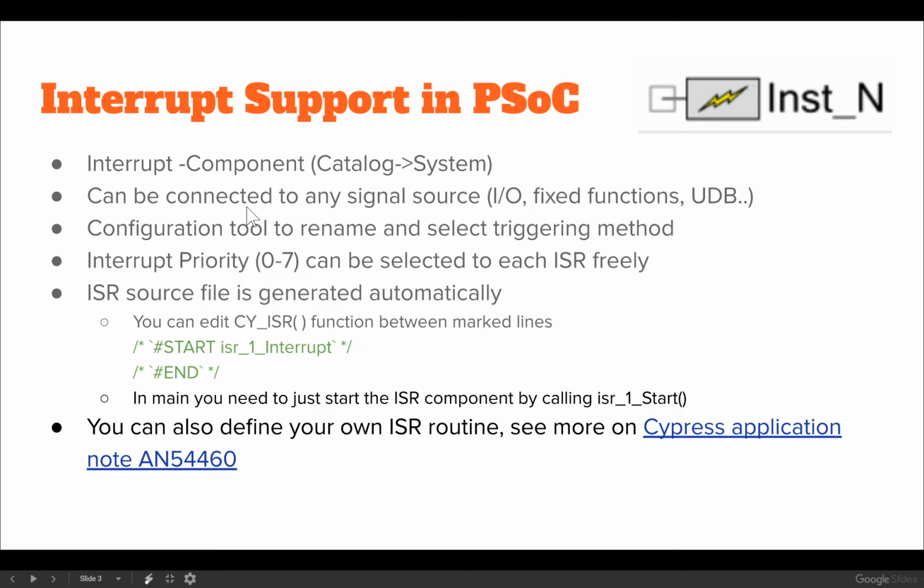There are 8 different interrupt priorities, which can be selected for each interrupt service routine freely. There are some default values, and it takes some work to set the priority by yourself, but there are excellent instructions for that, basically a point-by-point instruction in the application notes.